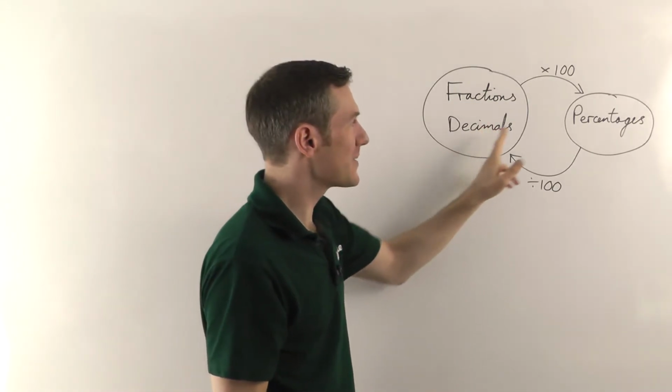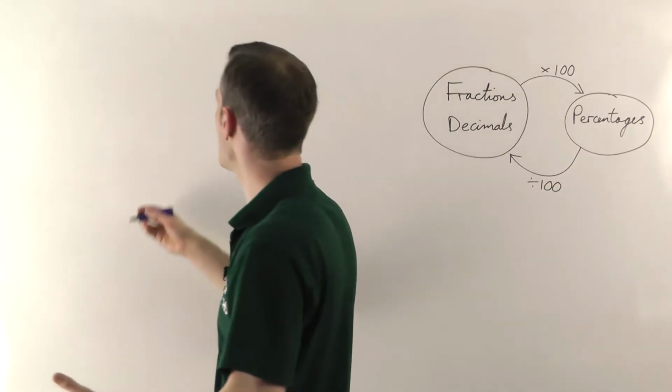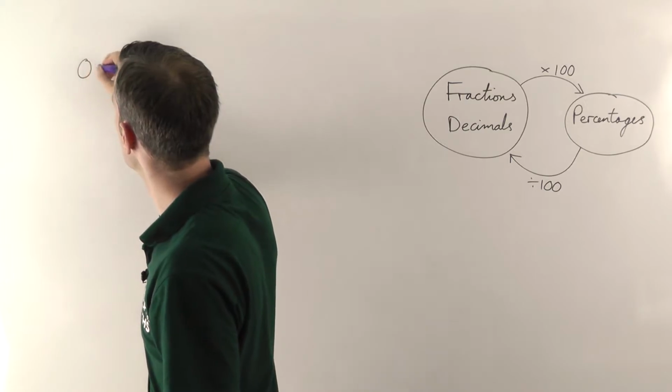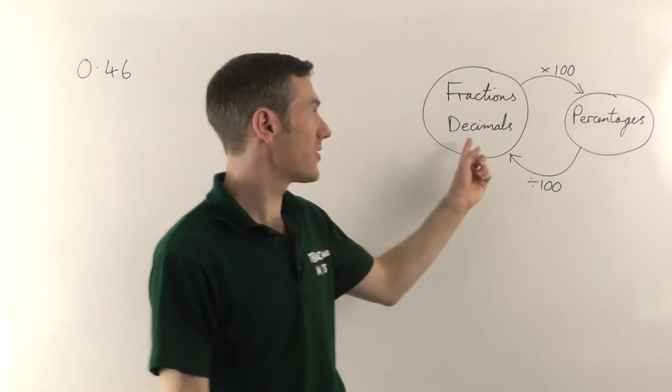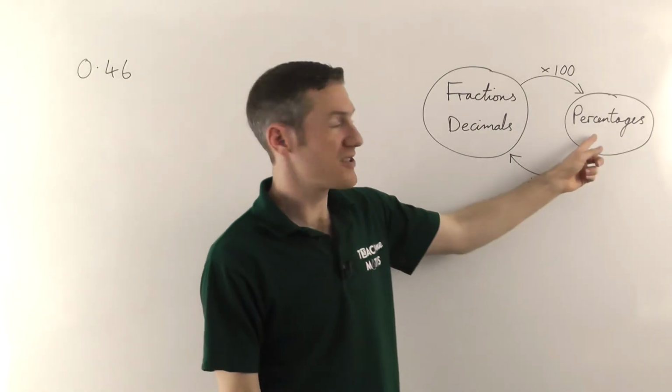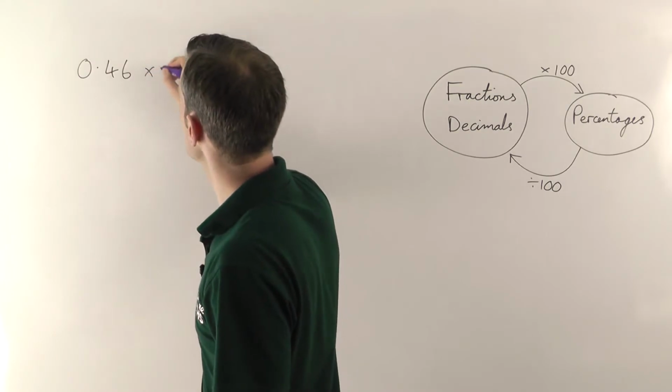Now, converting between decimals and percentages are the easiest, so I'm going to start with those. So if we had 0.46, let's say, as a decimal number, and we want to convert that into a percentage, well, percentages are 100 times bigger, so we times by 100. So times that by 100.